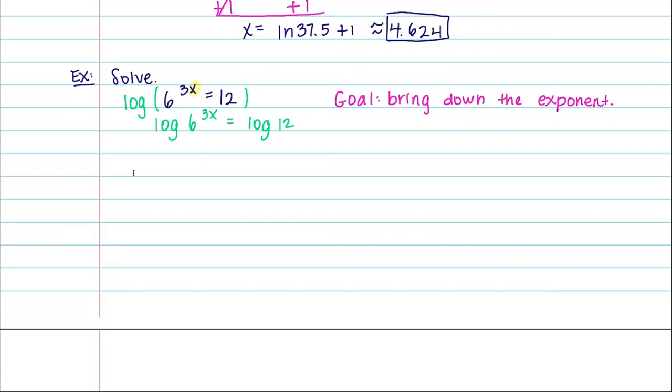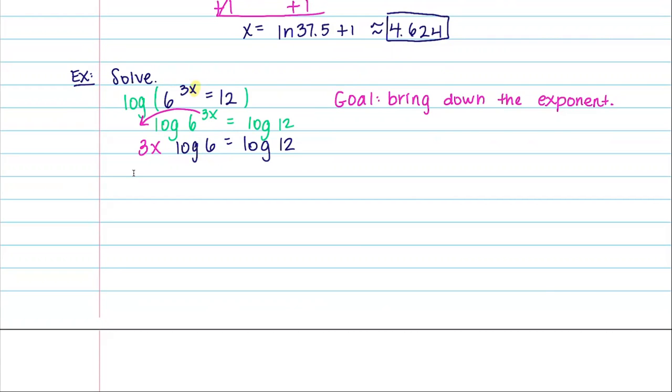And so now, since I have a logarithm expression, I can bring my exponent down in front. So I get 3x log of 6 equals log of 12. Just like before, I can isolate x. And remember, log of 6 is just a number, log base 10 of 6. So it's not going to cancel out, but this is still a number that we can move to the other side, just like we would with any other kind of equation.